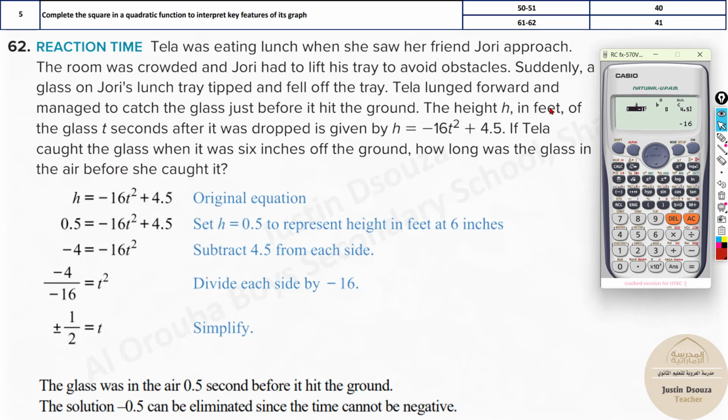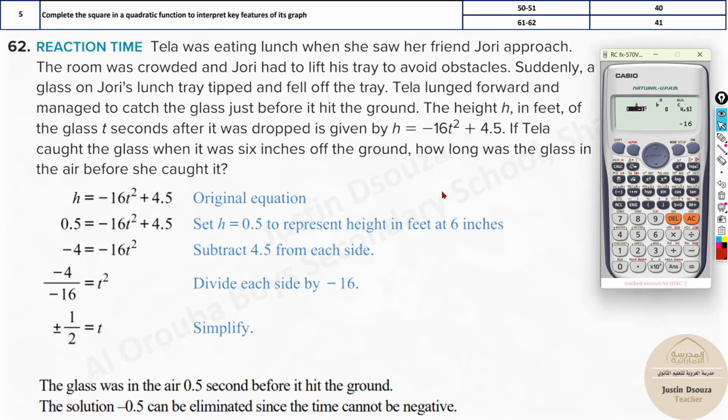The height h in feet of the glass t seconds after it was dropped is given over here. If Tela caught the glass when it was 6 inches off the ground, how long was the glass in the air before she caught it? Now this is very important. The height is given over here. See the h value, the height is given here.